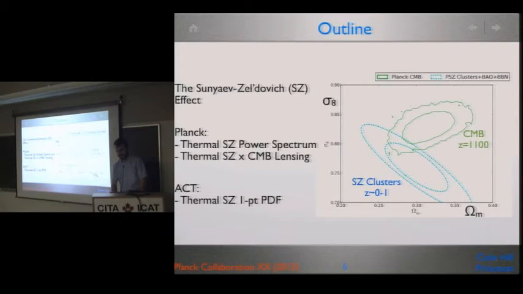All right, so first I'll review quickly the SZ effect. Then I'm going to talk first about the TSZ power spectrum with respect to Planck mostly, and then a new measurement that I've recently done of the cross power spectrum of the thermal SZ effect with the CMB lensing field measured by Planck. And then at the end, I'm going to talk about some real space statistics, including the PDF of the SZ effect with ACT data.